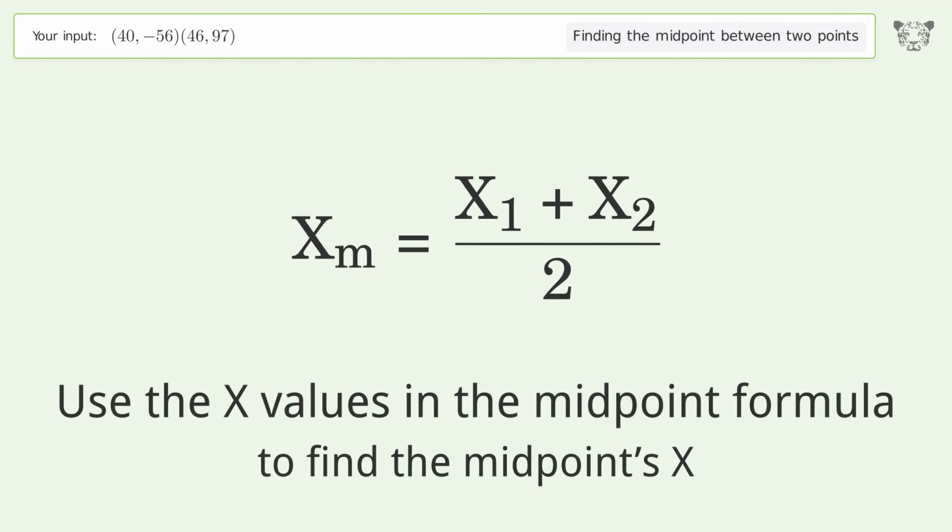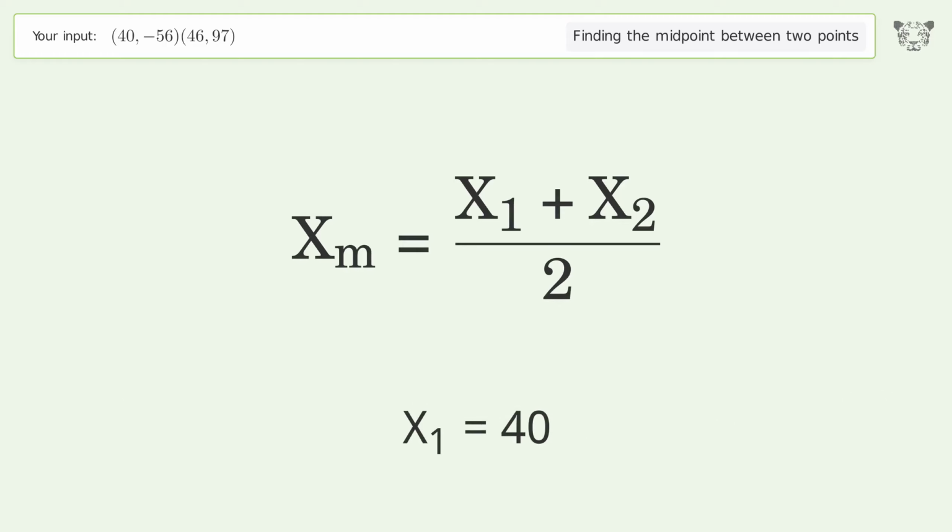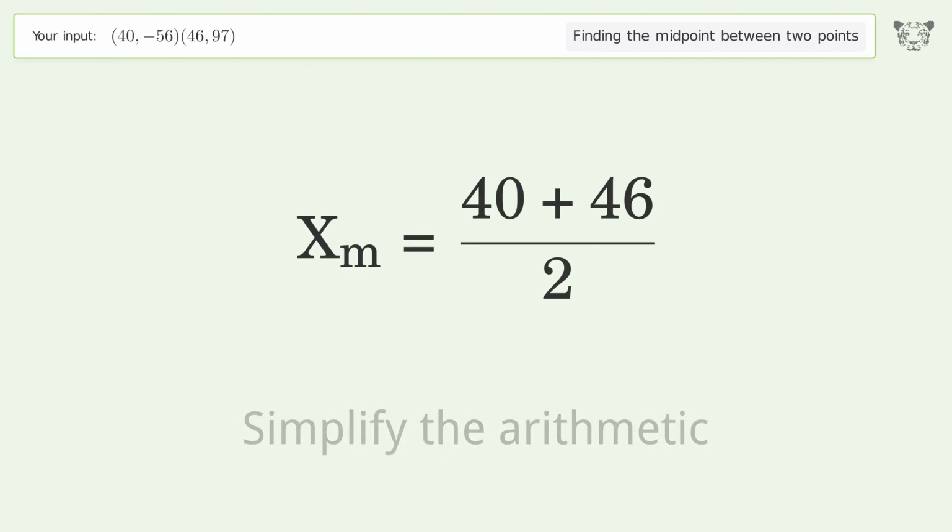Use the x values in the midpoint formula to find the midpoint's x. x1 equals 40. x2 equals 46. Simplify the arithmetic.